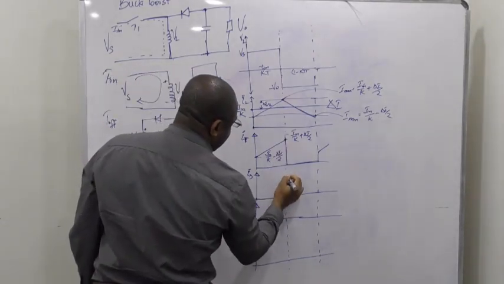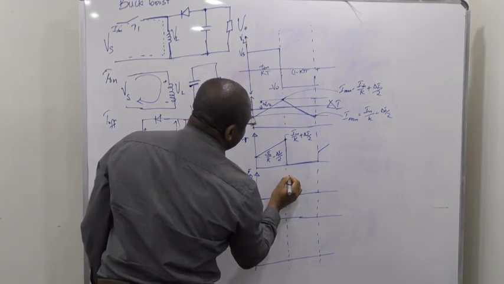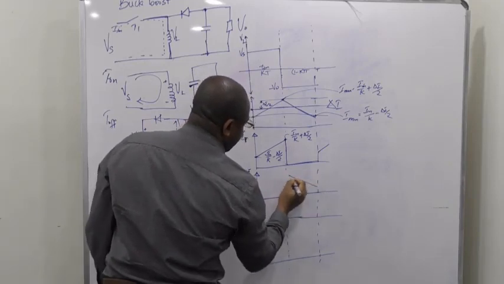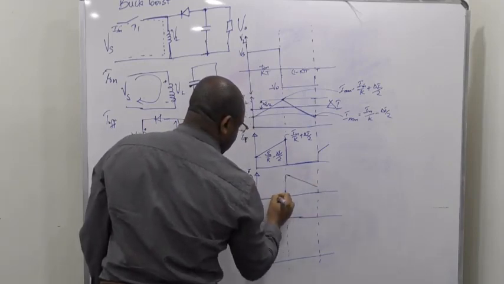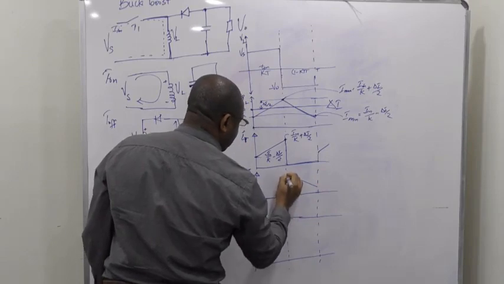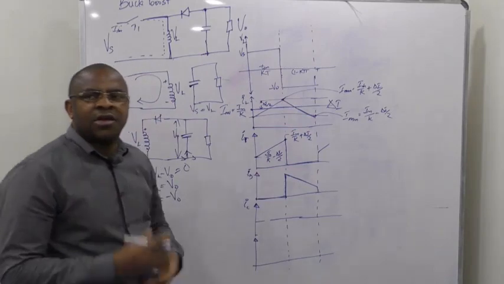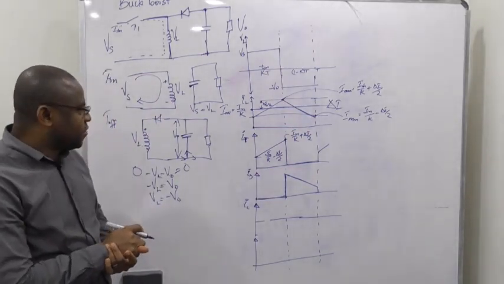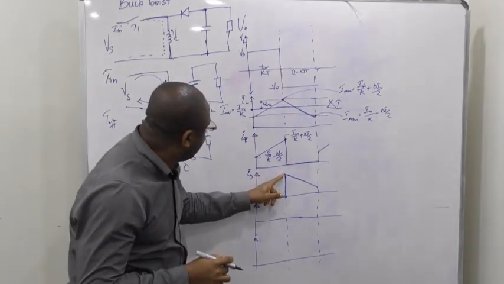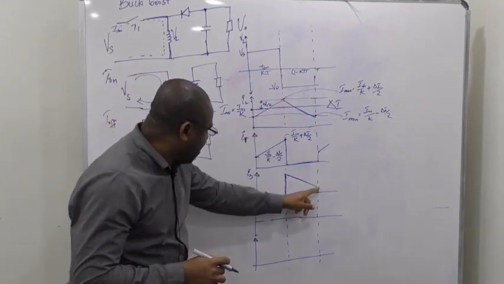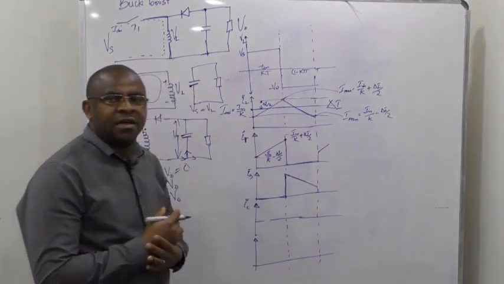So I'm just going to duplicate the same thing there. I have that flowing at time of off. So you have like that, just a duplicate of the inductor current. The peak value here is the peak value there, and the minimum value here is also the minimum value there.